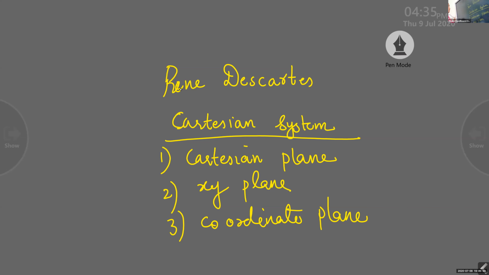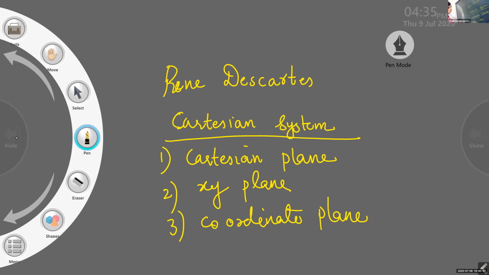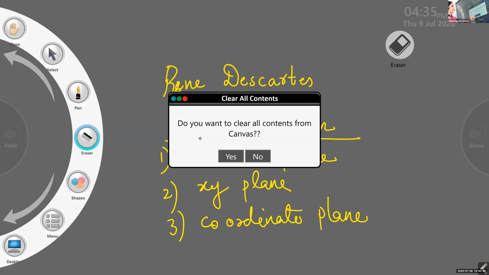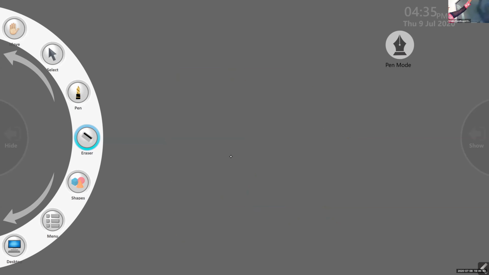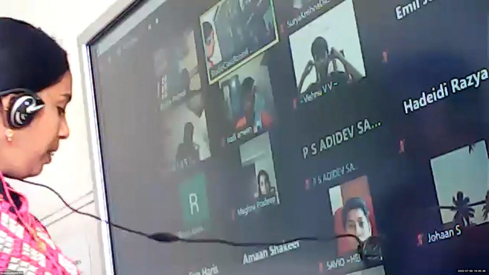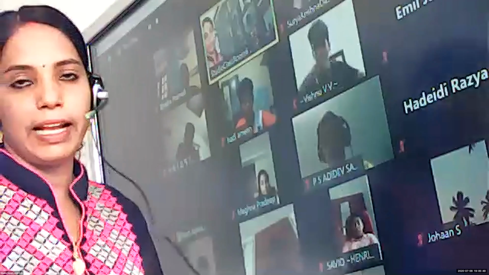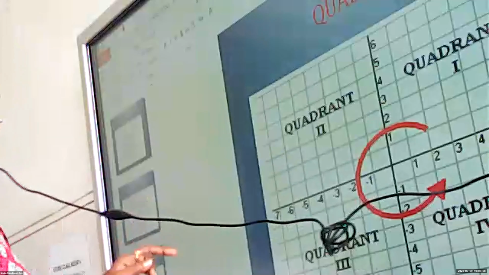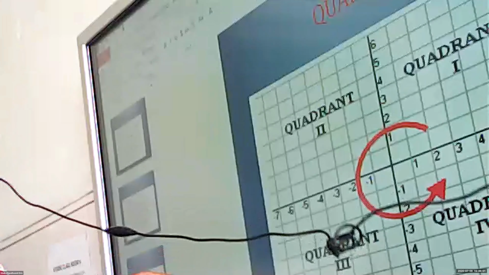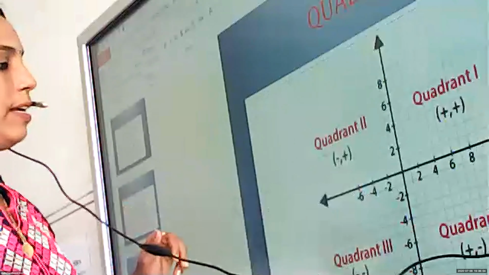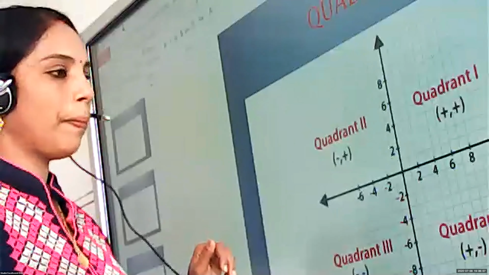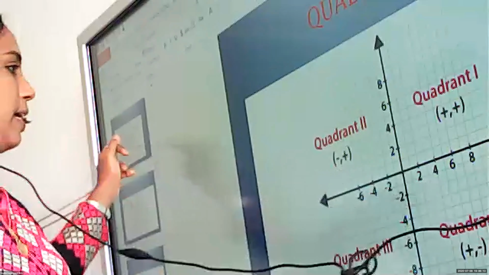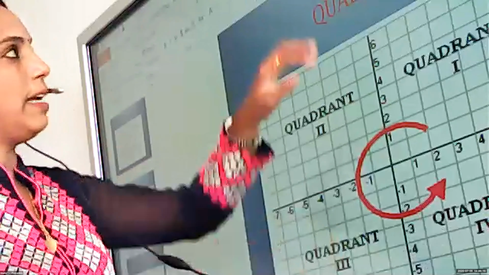Okay, children, now some important things. In the morning, when I took class, I showed the x-axis and y-axis, the coordinate axes. Once more, I'll show you. Listen, children. These are the quadrants, and it will go anti-clockwise. I explained all these things, right? And position of points and location of points, this one I explained. From the second slide onwards, I'll explain now.